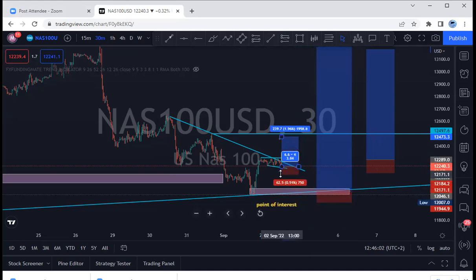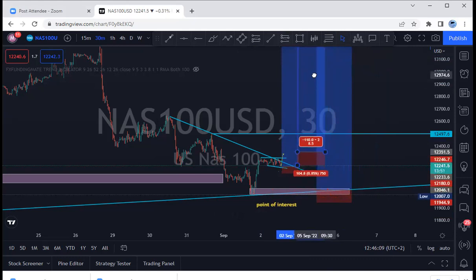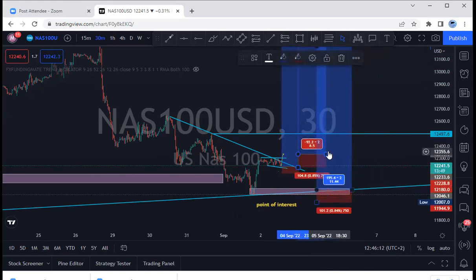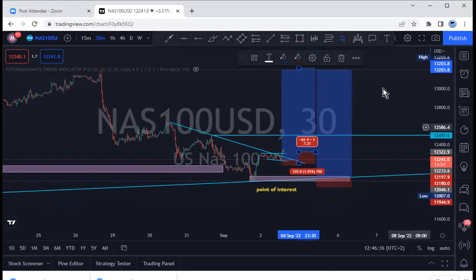This is what we have here to the upside. So this one is going to be our third one. Stop loss is going to be below here. A breakout here, and then you enter. When it comes back down here, you enter to the upside. So this is what we have here. This is our Nasdaq setup.